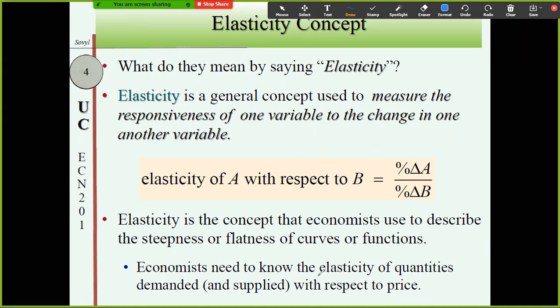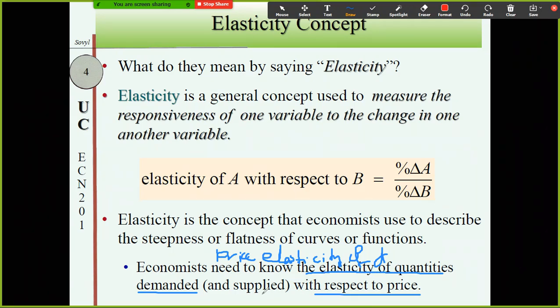Okay, so economists need to know the elasticity of quantity demanded or quantity supplied. That's why when we're talking about elasticity of quantity demanded with respect to the price, we call this price elasticity of demand. The elasticity of quantity demanded with respect to the price we call price elasticity of demand.